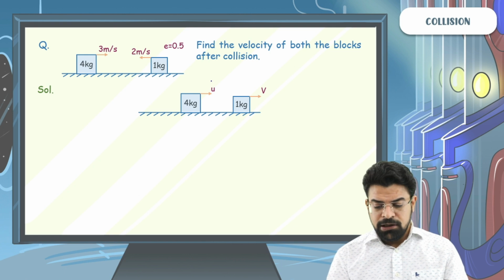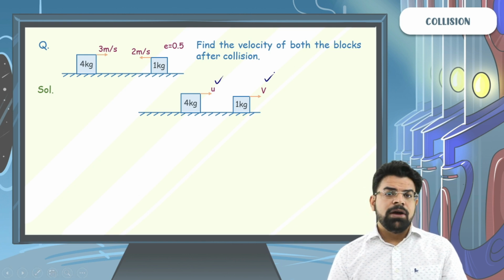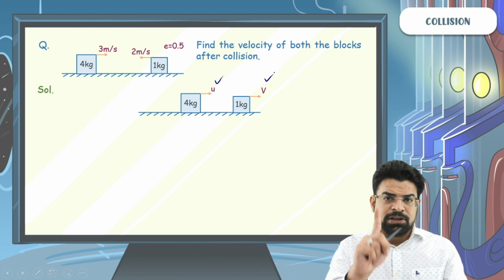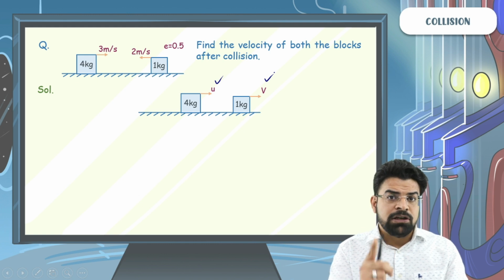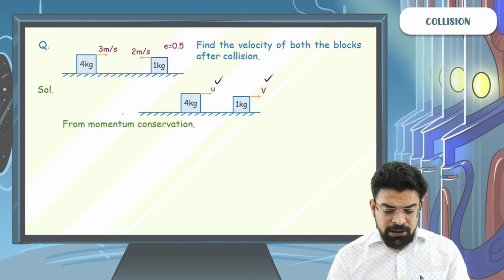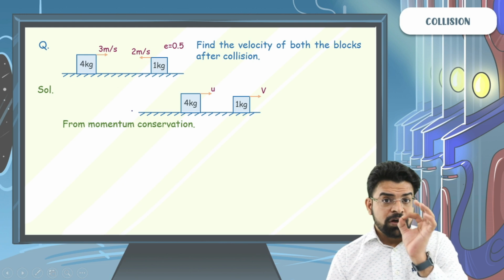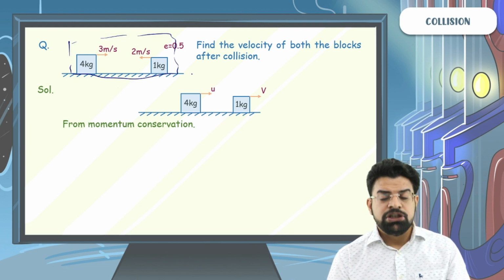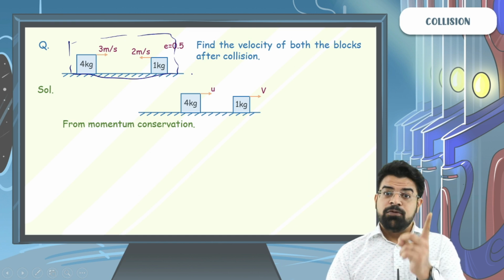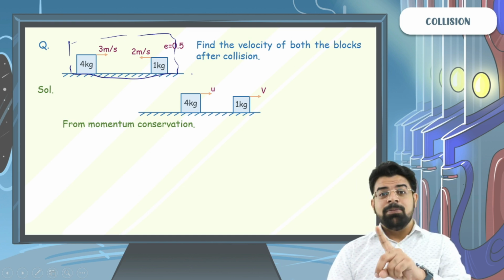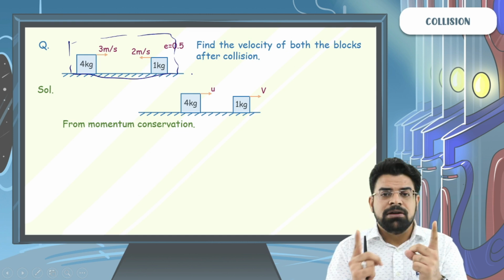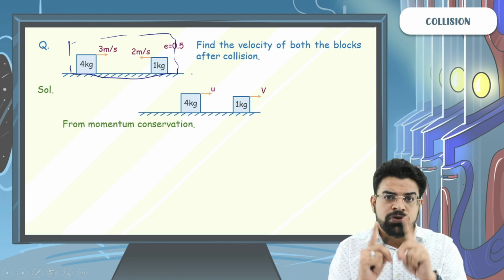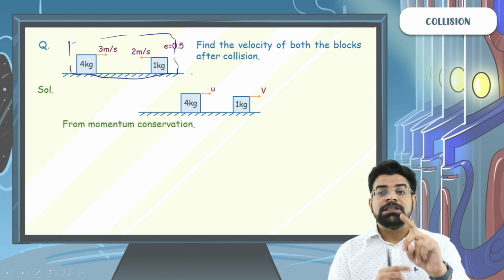Now, how to find u and v? To find u and v, we can make two equations. The first equation is the equation of conservation of momentum. So we say from momentum conservation, for the system of 4 kg and 1 kg block, during collision the 4 kg block applies force on the 1 kg block, and the 1 kg applies force on the 4 kg block, but there is no external force on both of them. Hence, the momentum of the system will be conserved.